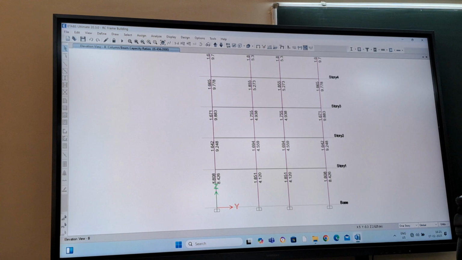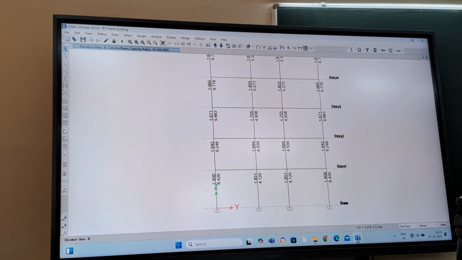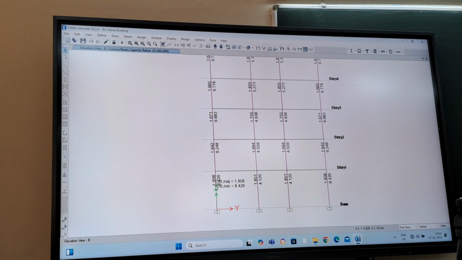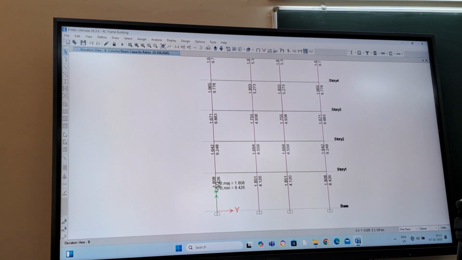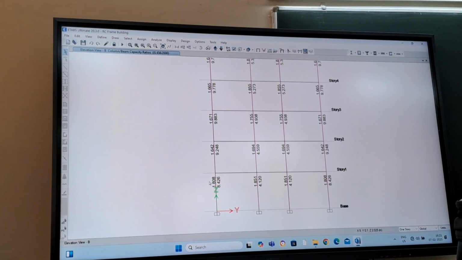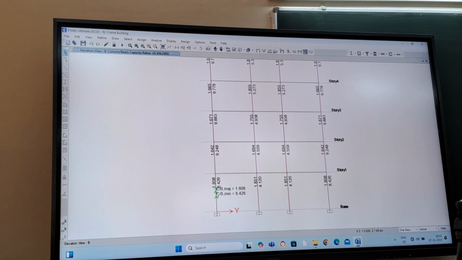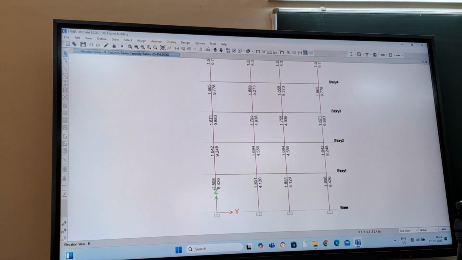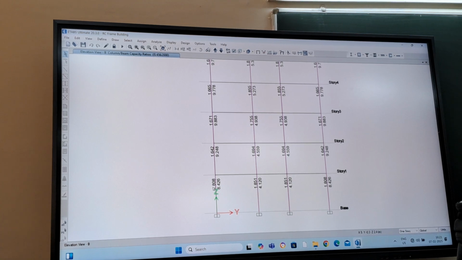In one direction, see, if I consider this column, it is connected to two beams. So that's why you are getting two values: one is for the x direction, another one is for the y direction. As per the requirement, it should be more than 1.4. So here you can see it is more than 1.4 in one direction, 1.8, and in the other direction it is very high, 8.4. So that much is also not required. You try to keep it between 1.4 and 3 maximum.